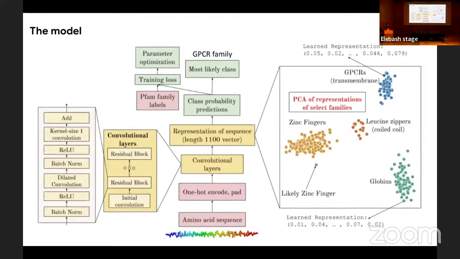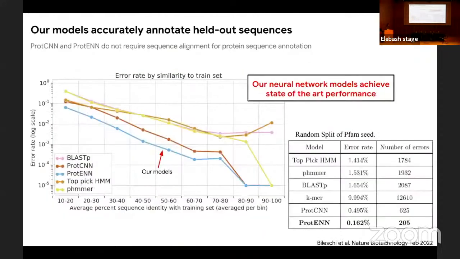And it turns out we can actually use that representation very simply to just classify sequences. So we compared our model very carefully to existing approaches in the field. This chart shows error rate on a log scale as a function of distance from the training data. So you have to be really, really careful here.